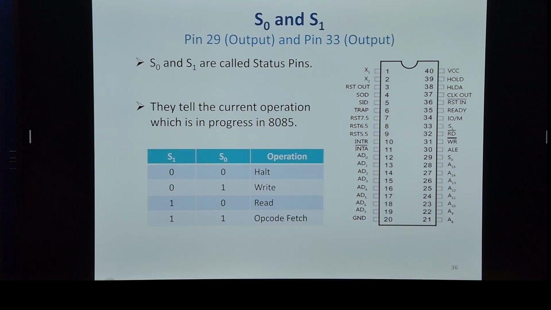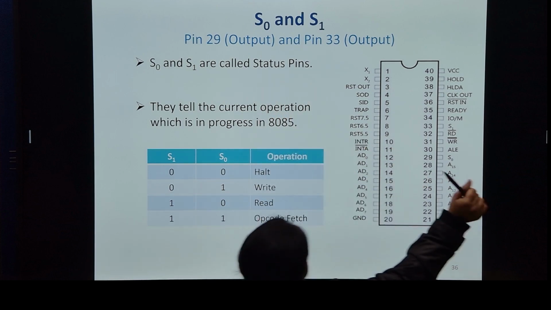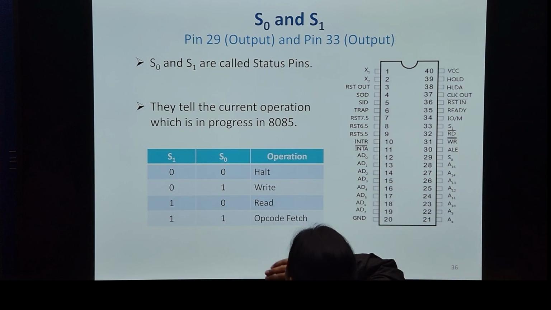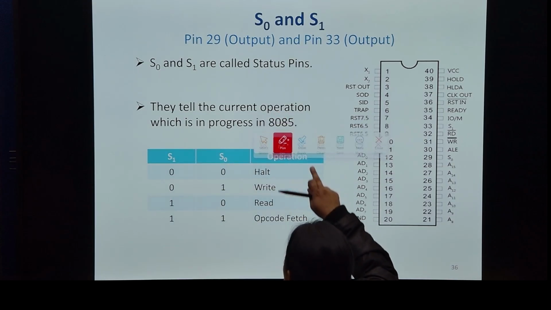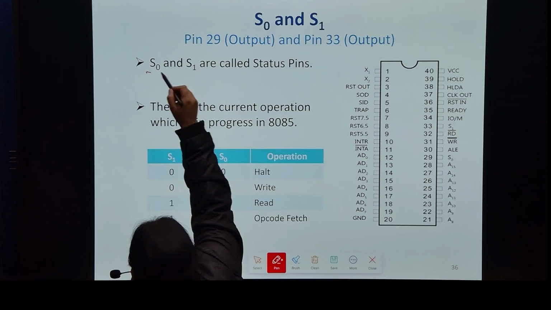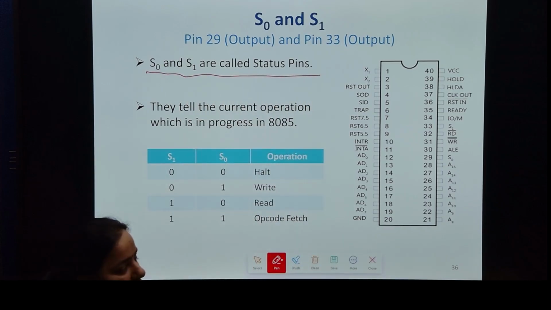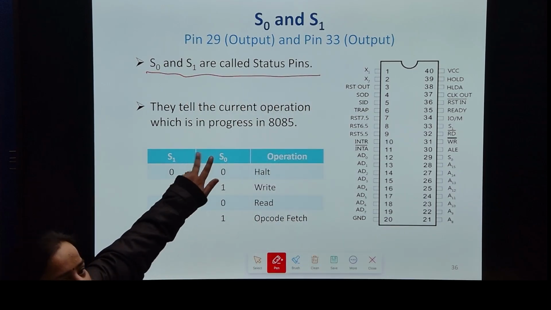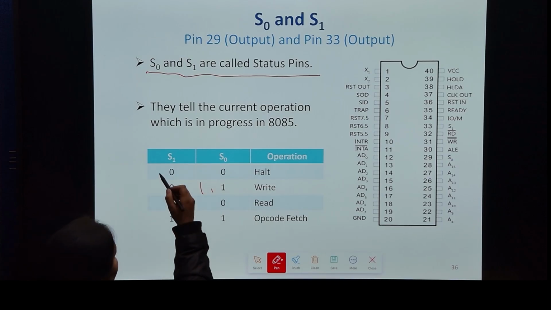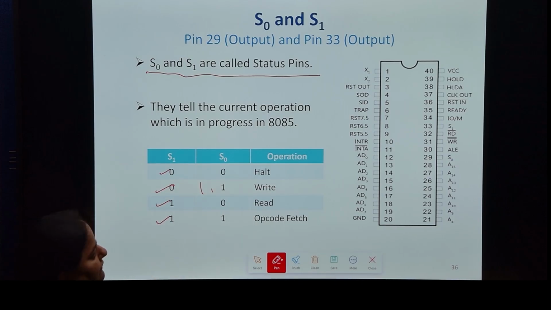Next are pin number 29 and pin number 33. So what are those pins? Those are the status pins, which tell the status of the microprocessor, whether it is performing a read operation or a write operation. So these two pins are used to provide the status. If there are two signals, the possible combinations are 4: 0 0, 0 1, 1 0 and 1 1.